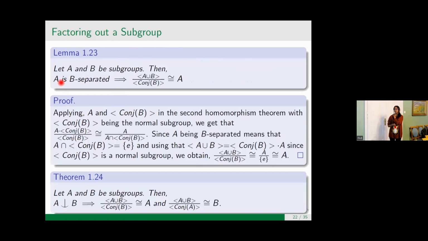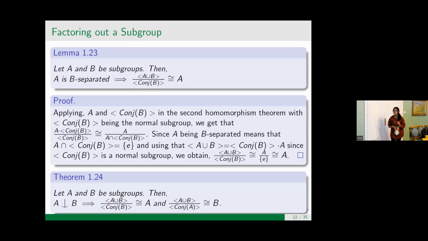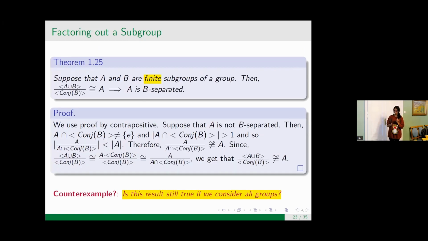On factoring out the subgroup, there is this other thing where A and B are subgroups. A is B-separated implies what you want: if it's separated, then in the join I take out the B influence as best I can, dividing by the minimal normal subgroup, and then it is isomorphic to A. The interesting thing is the converse is true if you have finite groups. This was true because when we get that A intersect a conjugate of B is equal to E, you're able to replace E here, and then you get it being isomorphic to A. But I'll speed up because of time.